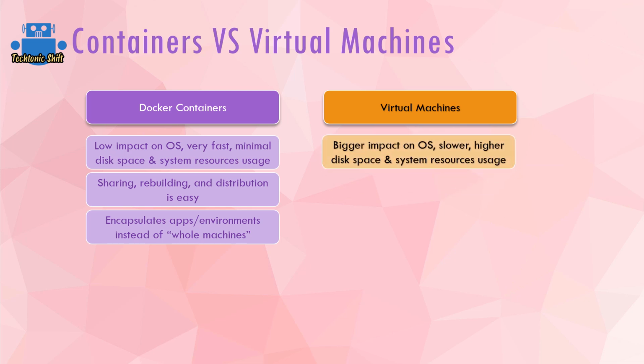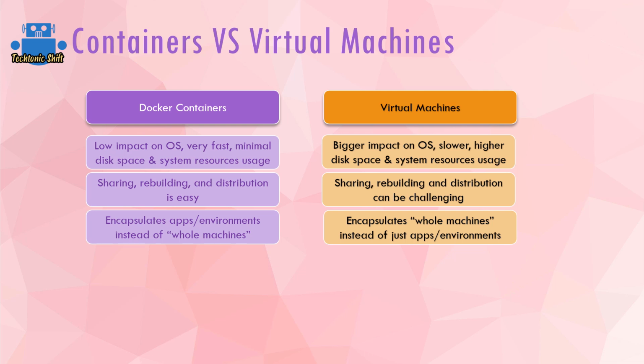Virtual machines, on the other hand, have a bigger impact on our operating system. They tend to be slower and they also tend to eat up more of our disk space. In addition, as I said, sharing, rebuilding, and redistribution can all be done, but may also be trickier than with containers and Docker. Still, of course, we encapsulate our environments, but we don't just encapsulate our app and what it needs to run, but entire computers. It's like having a totally separate machine, which in rare use cases could be an advantage, but often it's just a bloated thing which you don't necessarily need.